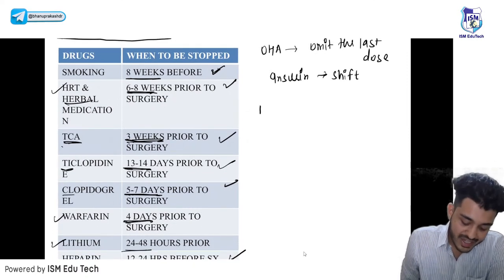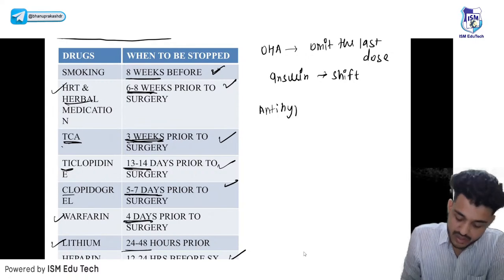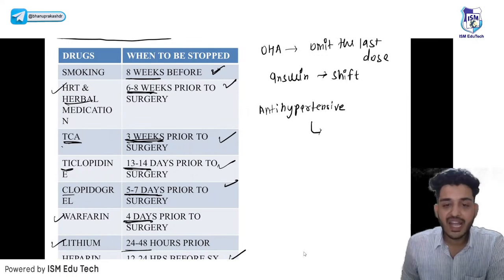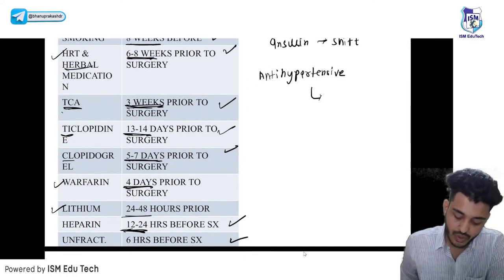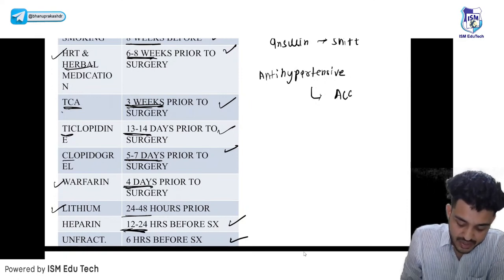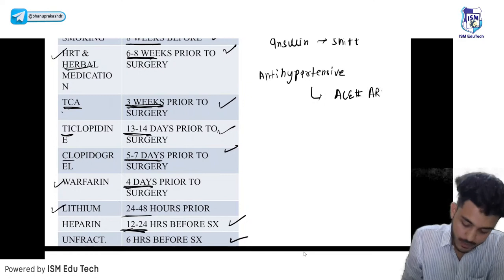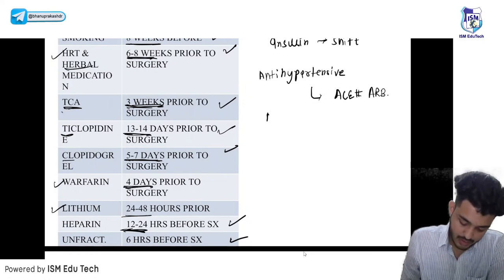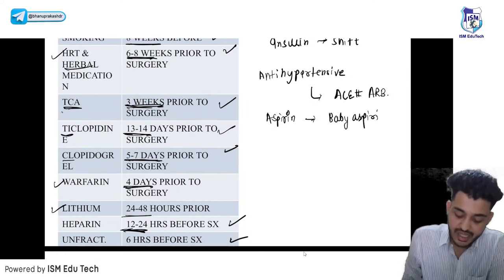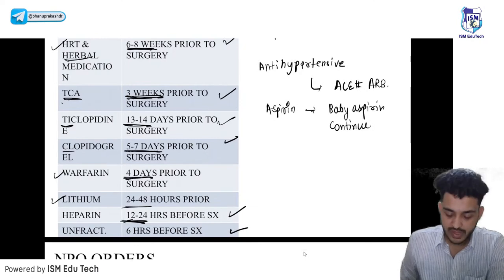Okay, what about antihypertensive drugs? For antihypertensive drugs, we need to continue the antihypertensive drugs except ACE inhibitor or ARB. What about aspirin? Low dose aspirin we can continue, that is also known as baby aspirin, we can continue. Conventional dose we need to stop.